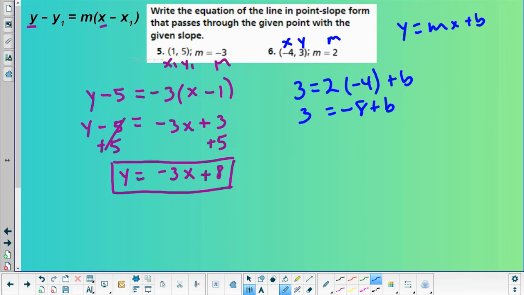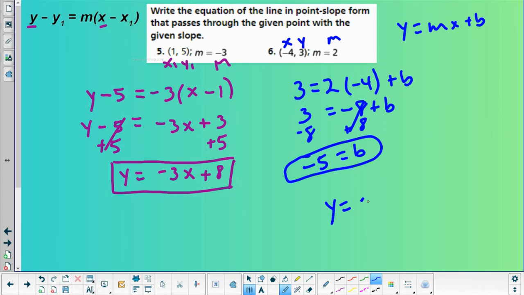And this one I'm solving for b. So I need to do the opposite of subtracting 8 here. I need to add 8. I'm doing inverse operations. Okay, finally, 3 plus 8 is... 3 minus 8 is negative 5. So b equals negative 5. All right, the only thing I have left to do is to rewrite the equation. y equals 2x minus 5.